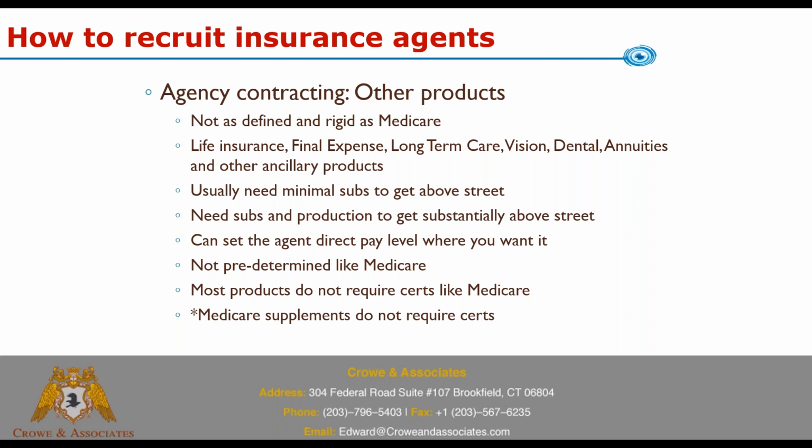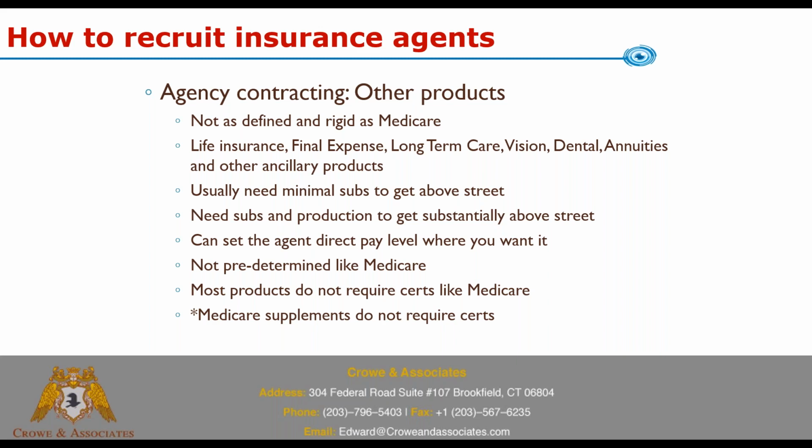So it's easier, in other words, within certain limits, to get somebody to an agency or higher level contract on other lines of business, like final expense, long-term care, annuities, vision, ancillary products. Usually the companies will say you need a minimum amount of subs, and it's not that many, one or two often, to get to the first level above street on those other lines of business. If you want to get substantially above street, you're going to have sub-agents, and you're going to have production.